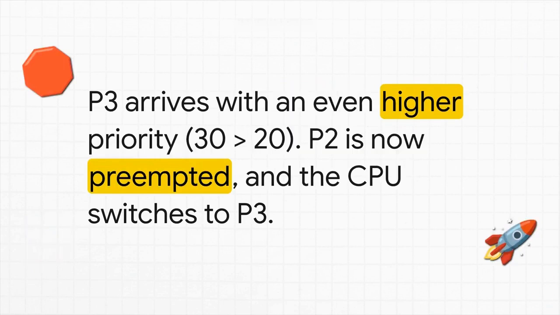And here we go again. At time equals 2, P3 shows up. Its priority is 30. The currently running process, P2, only has a priority of 20. So same story, different process. The scheduler preempts P2, puts it on pause, and gives the CPU to the new top dog, P3.